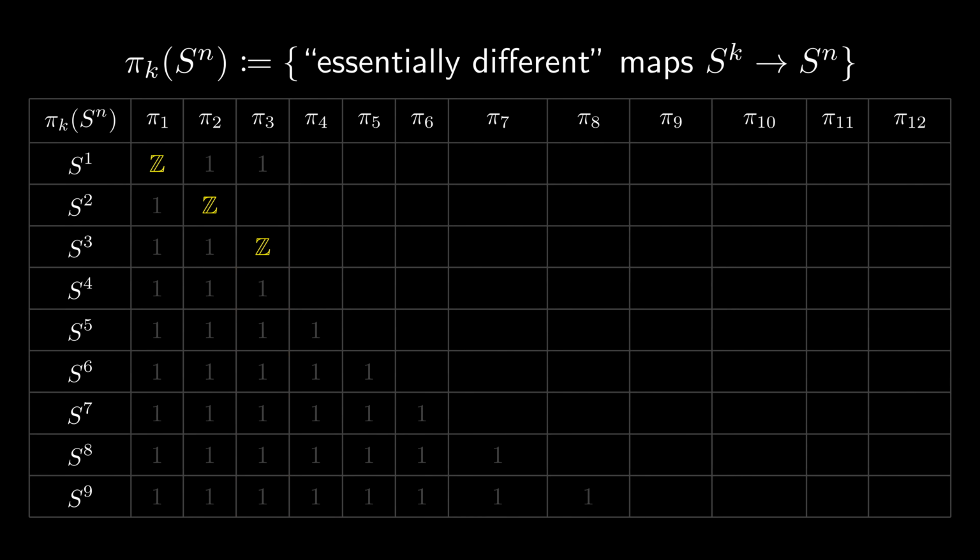If you only saw what we have so far in the table, maybe you'd just predict Z's down the diagonal and trivial groups everywhere else. That would be a nice view of the world, where spheres only have holes in exactly the dimensions where you expect. There's a different theory of holes called homology, where that actually is the case, but homotopy groups are somehow more mysterious than homology. For some bizarre reason, pi3 of S2 is not trivial. It's Z. Let's try and see what's going on here.